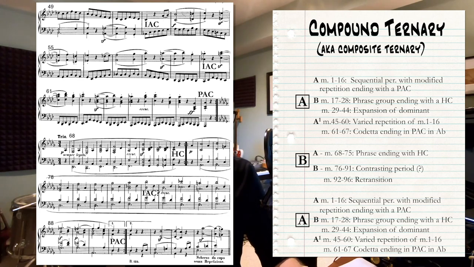Okay, so our A section is very clearly a simple continuous ternary, right? We had 16 bars in our A section from measures 1 through 16. And then if we look at the repetition of the A section starting at measure 45, we again have 16 bars plus a codetta. So there's a full A section here. So we can call this a ternary. Now, at the end of our B section, at the end of this really long dominant expansion in measure 44, we would call that a half cadence. And so this would just be continuous. So we have a simple continuous ternary from measures 1 through 67.